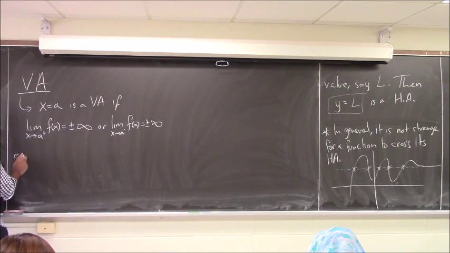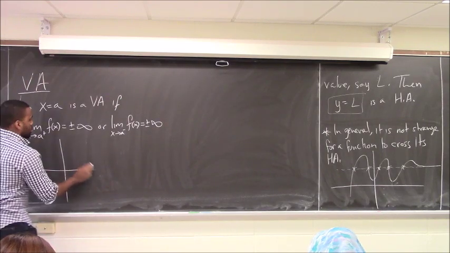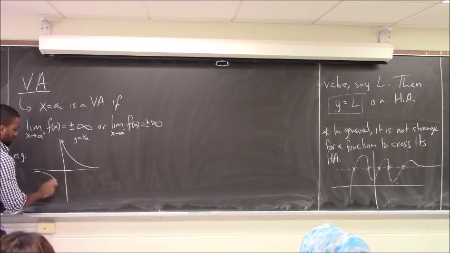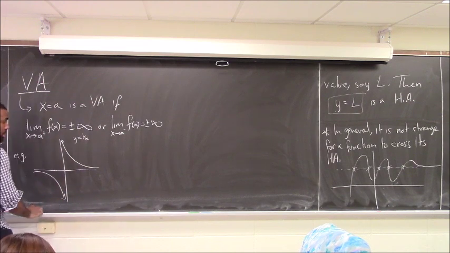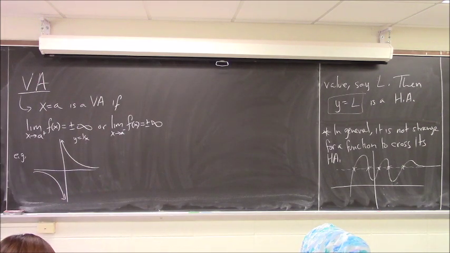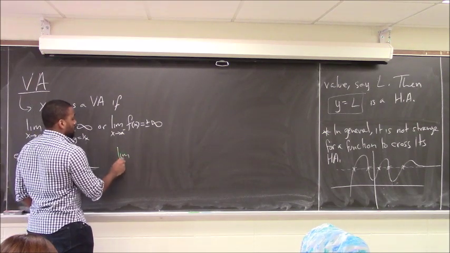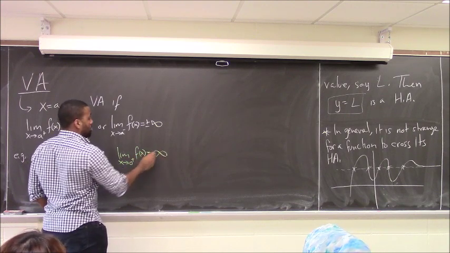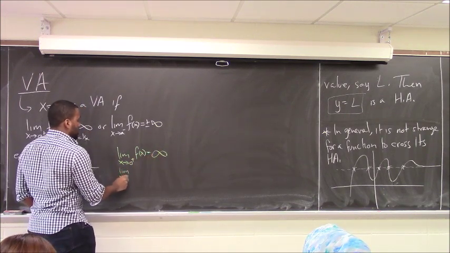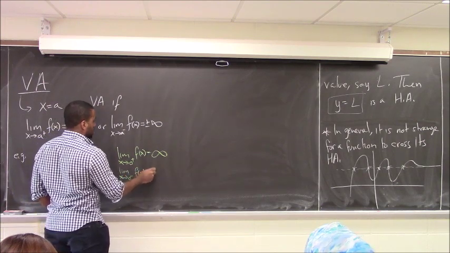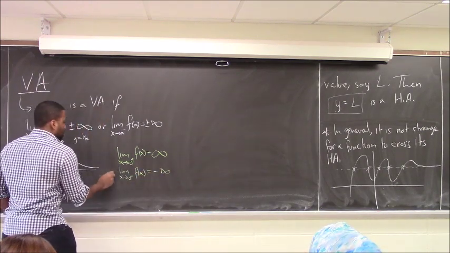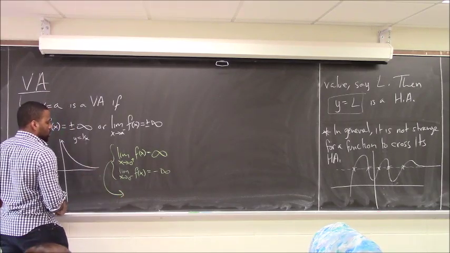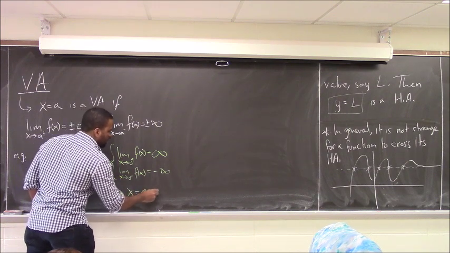So you can look at, say, y equals 1 over x, and you can notice that the limit as x approaches 0 from the right of your function, in this case, is going to be positive infinity. The limit as x approaches 0 from the left of your function, in this case, is actually negative infinity. Either or both of these would conclude that x equals 0 is a vertical asymptote.